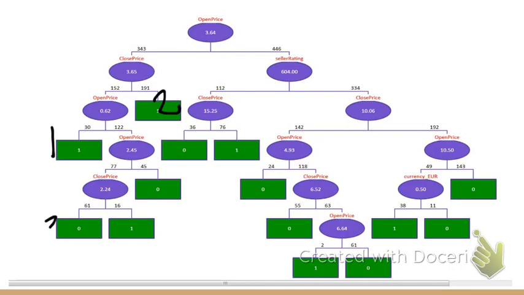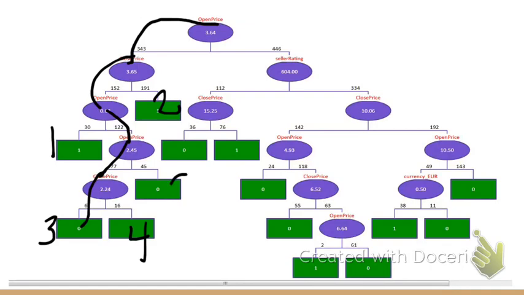Number 3, I'm going to do this one down here. So again, this one is open price is less than 3.64, close price is less than 3.65, open price is greater than 6.62, open price is less than 2.45, close price is less than 2.24, and then it is not competitive in this case. Then I made this one rule number 4. So again, it's basically the same rule except at the end where it has close price, we're going to say greater than 2.24, and that's going to be competitive since it's a 1.